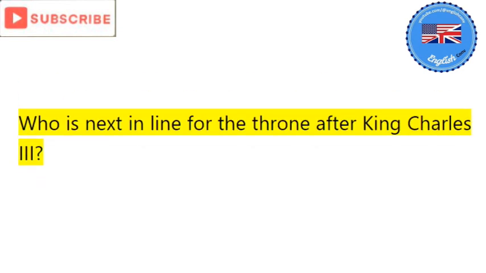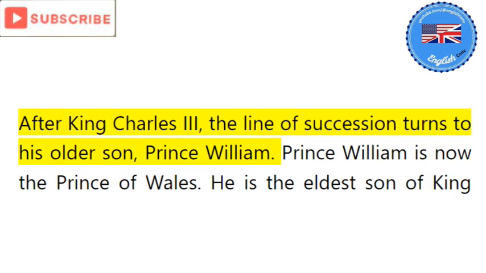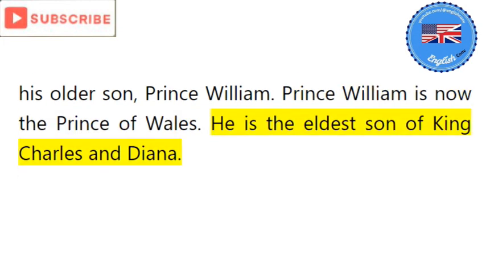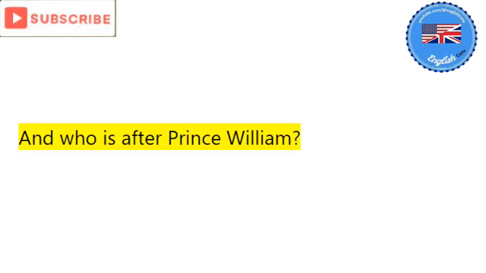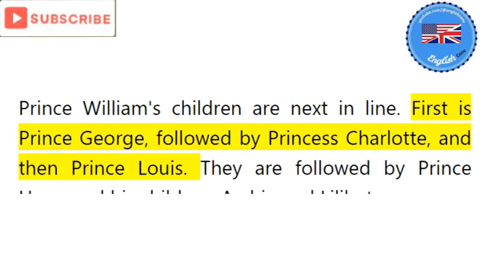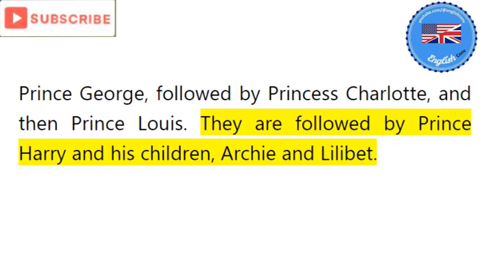Who is next in line for the throne after King Charles III? After King Charles III, the line of succession turns to his older son, Prince William. Prince William is now the Prince of Wales. He is the eldest son of King Charles and Diana. And who is after Prince William? Prince William's children are next in line. First is Prince George, followed by Princess Charlotte, and then Prince Louis. They are followed by Prince Harry and his children, Archie and Lilibet.